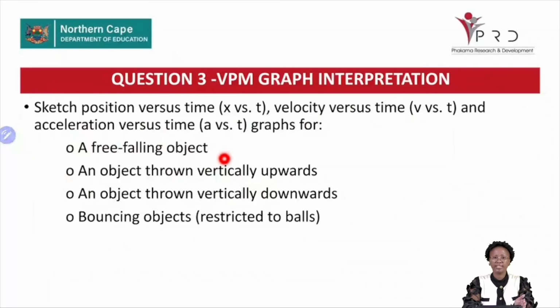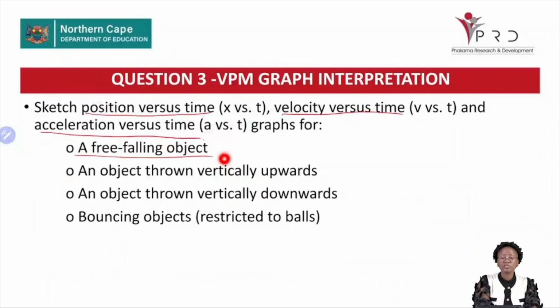Obviously, according to our exam guideline, we need to be able to sketch position versus time graphs, velocity versus time graphs, as well as acceleration versus time graphs. Now, you need to be able to draw these graphs, and you also need to be able to interpret them, because the examiner can ask you to do either. So the examiner can ask you to draw the graph, or the examiner can give you the graph and ask you to interpret it and answer questions based on that graph.